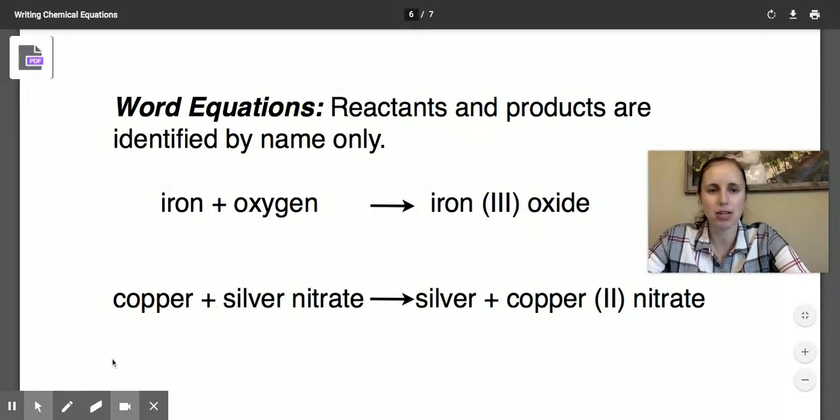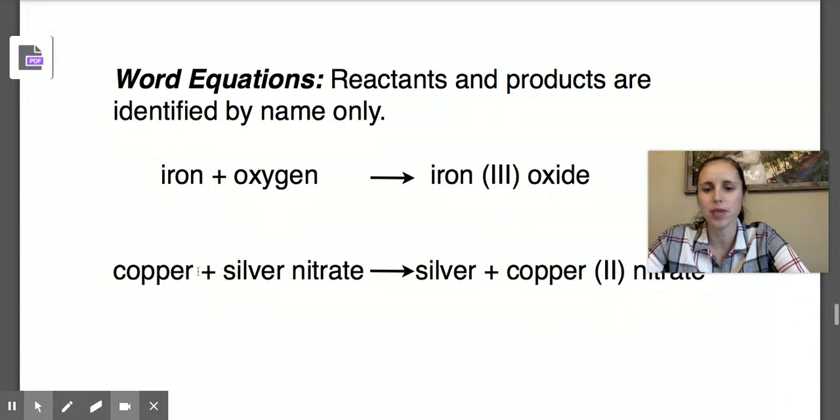There I tried to make sure I had the right terminology for you too. Notice that instead of saying plus, I said and. So copper and silver nitrate. And instead of saying arrow or equals, I try to say yield. So copper and silver nitrate will yield silver and copper 2 nitrate.